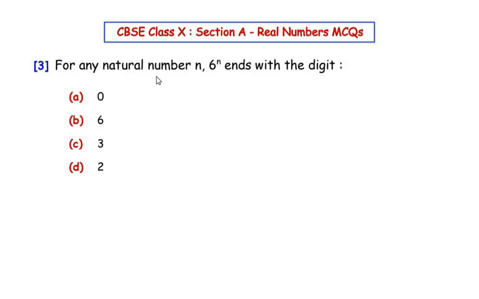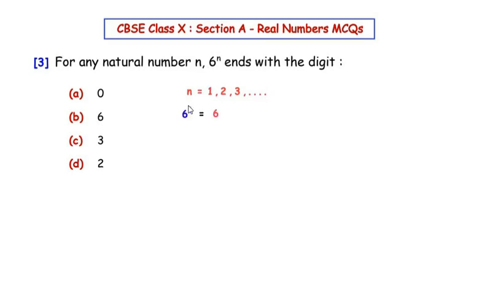For any natural number n, 6 to the power of n ends with the digit 0, 6, 3 or 2. Now natural numbers are all positive numbers and they start with 1. Whole numbers start with 0 but natural numbers start from 1 and it keeps on going till infinity. Now here it is given that 6 to the power of n ends with the digit. So let us plug in the values of n over here one by one and check what value we get for 6 raised to n.